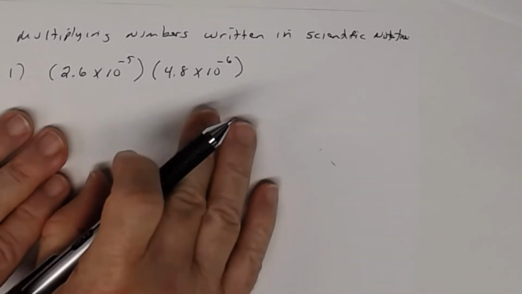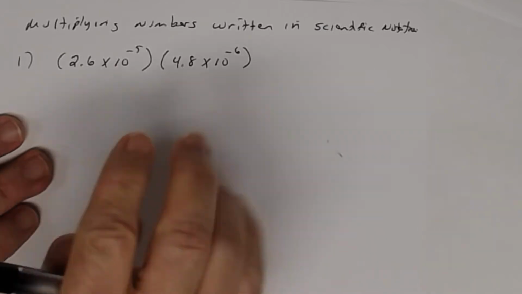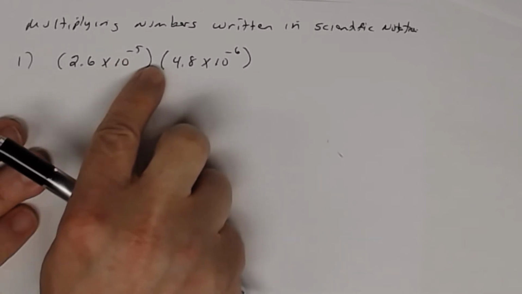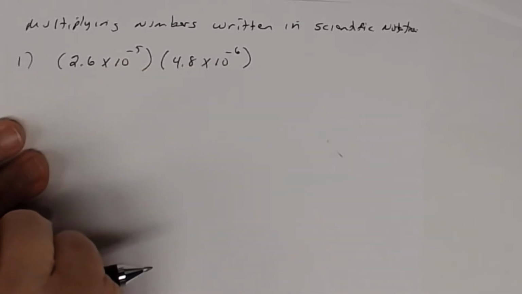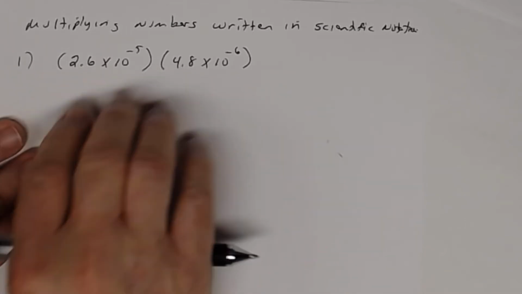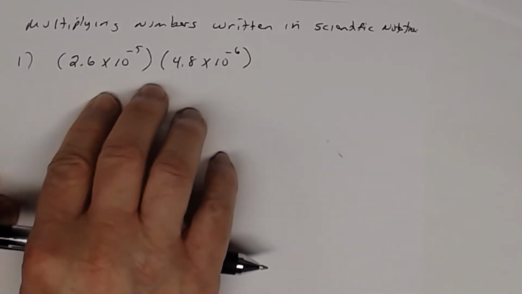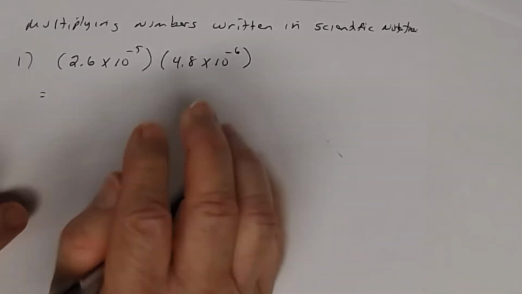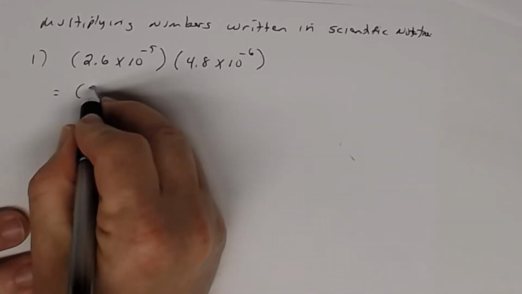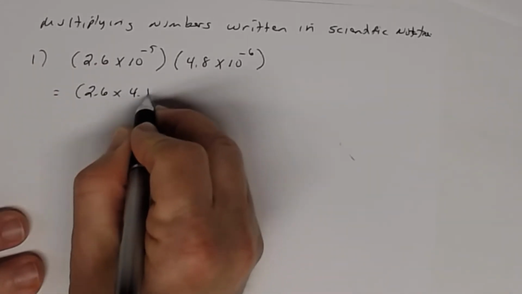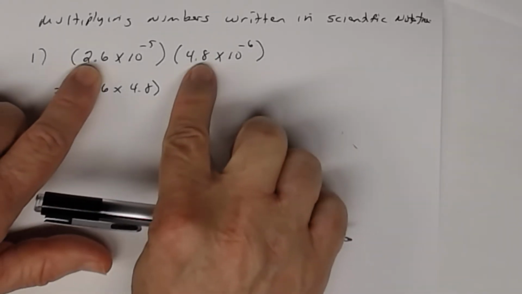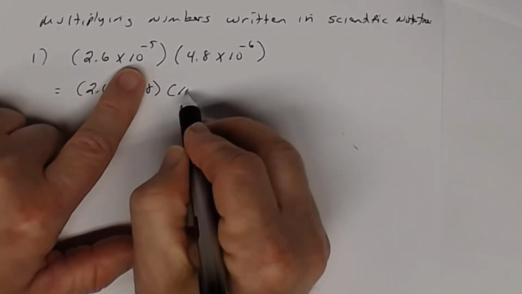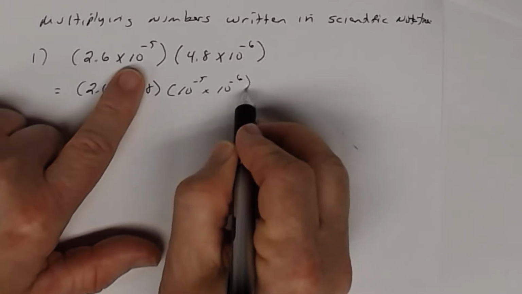So what you want to do here is regroup. See, all these are multiplication. 2.6 times 10 to the fifth times 4.8 times 10 to the negative 6. So you have all multiplication going on. And remember, multiplication is commutative. So the order in which you multiply does not matter. So then what I'm going to do is group the coefficients together. So that's going to be 2.6 times 4.8 in parentheses. So I'm grouping the coefficients. And then I'm going to group the powers of 10. So I have 10 to the negative fifth times 10 to the negative 6.